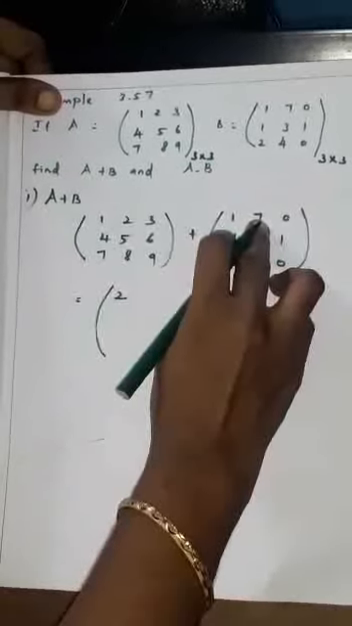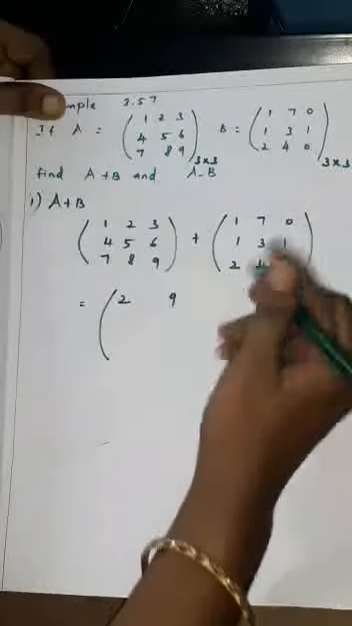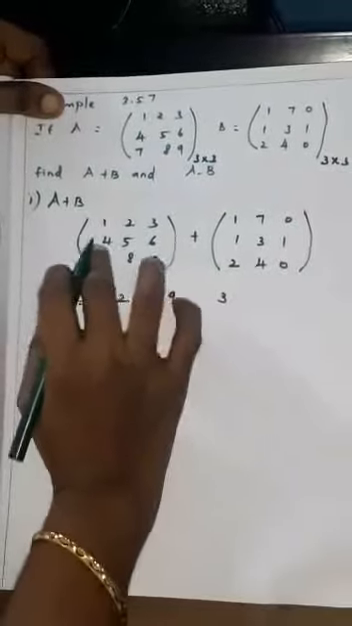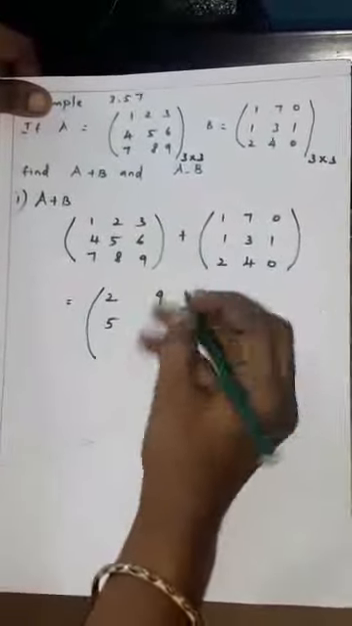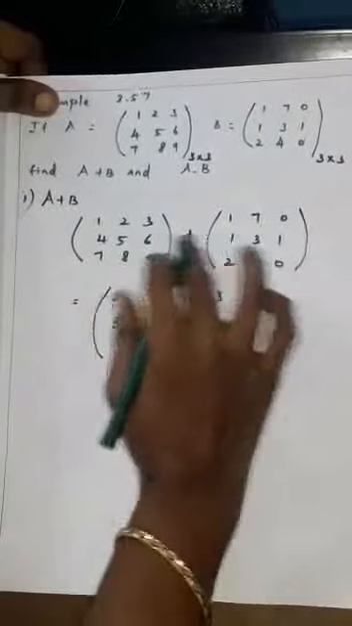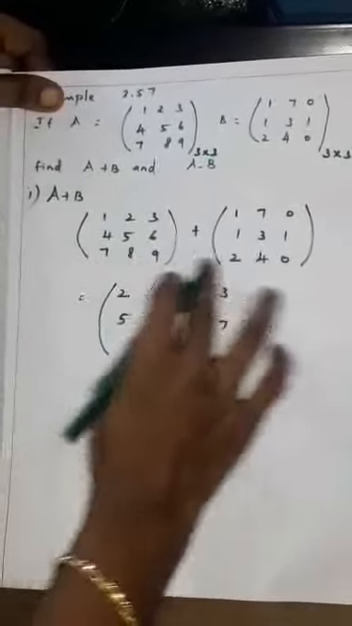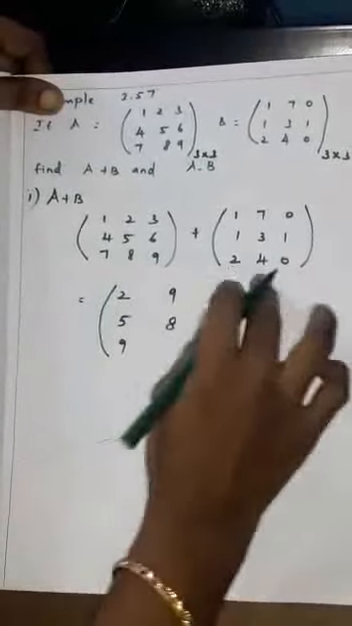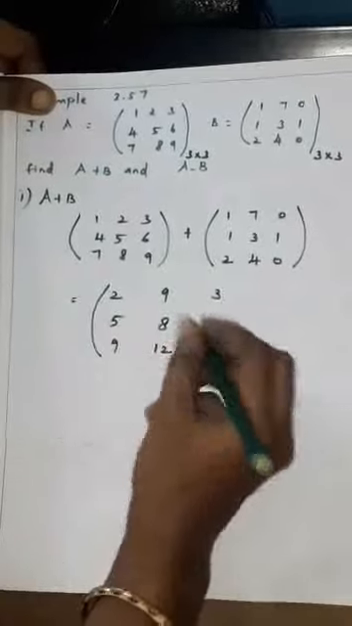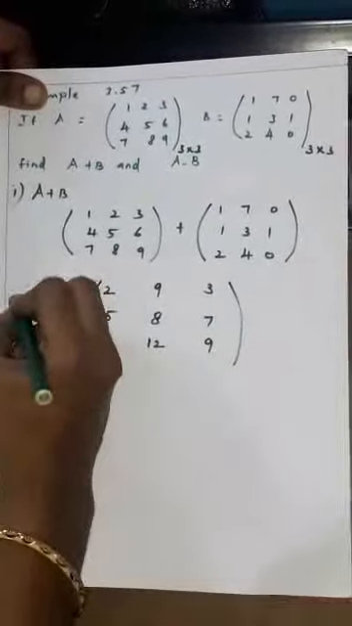Then 2 plus 7 equals 9, then 3 plus 0 equals 3. Second row: 4 plus 1 equals 5, then 5 plus 3 equals 8, 6 plus 1 equals 7. Third row: first element 7 plus 2 equals 9, and then 8 plus 4 is 12, 9 plus 0 equals 9. That is A plus B.